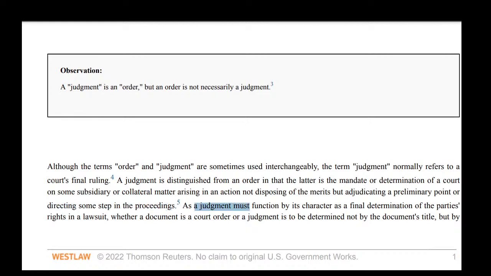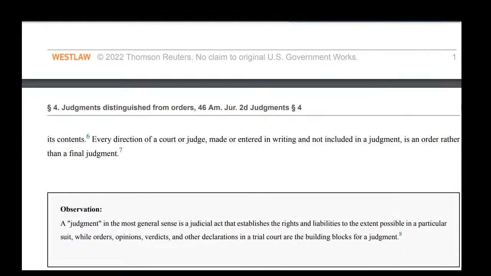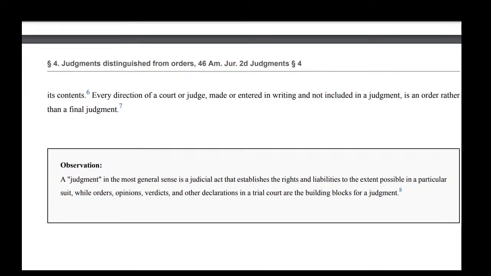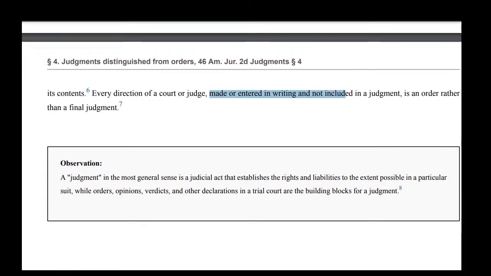A judgment must function by its character as a final determination of the parties' rights in a lawsuit. Whether a document is a court order or judgment is to be determined not by the document's title, but its contents. Every direction of a court or judge, made or entered in writing and not included in a judgment, is an order rather than a final judgment. Do you get this? Every direction of a court or judge, made or entered in writing and not included in a judgment, is an order rather than a final judgment.